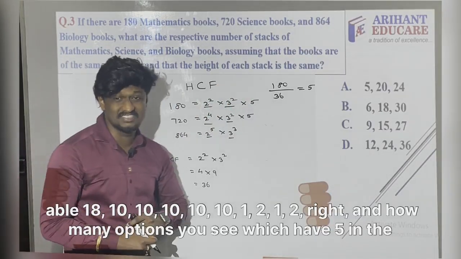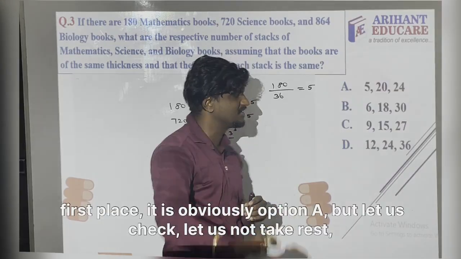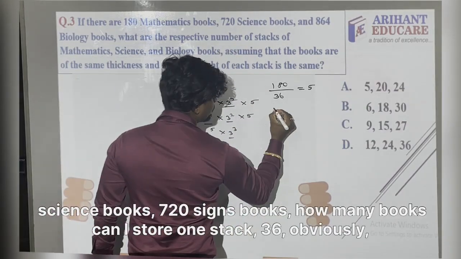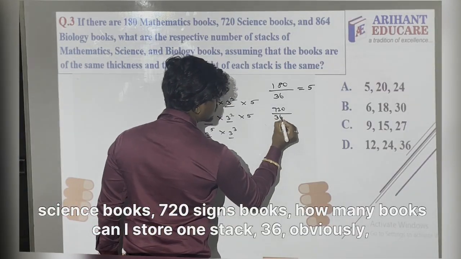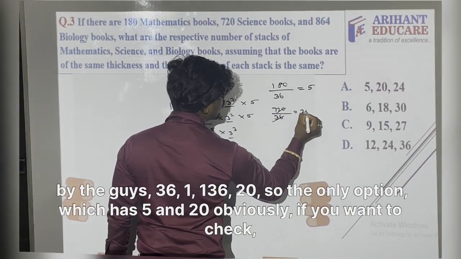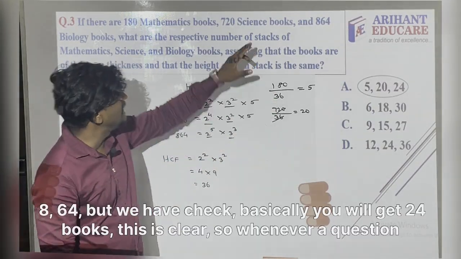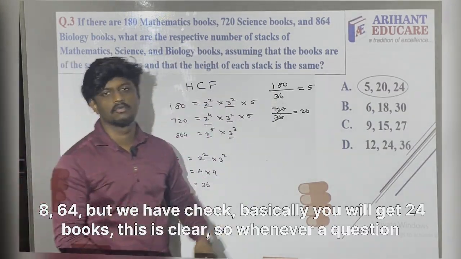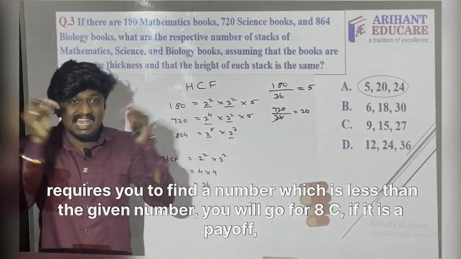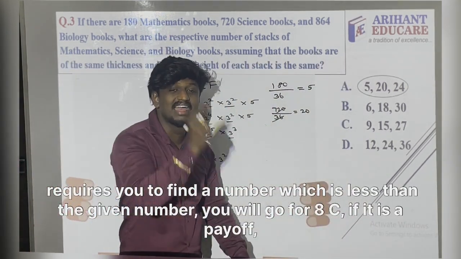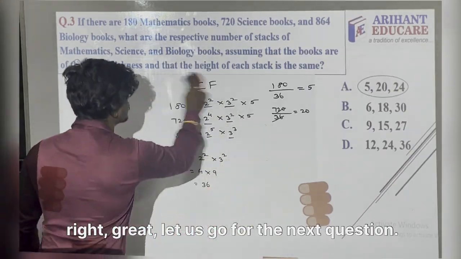And how many options do you see which have 5 in the first place? It's obviously option A, but let's check, let's not take risk. Science books, 720 science books, how many books can I store in one stack? 36, obviously, guys, 36 20s are 720, so the only option which has 5 and 20, obviously. If you want to check, you can check 864 also, you'll get 24 books. Is it clear? So whenever a question requires you to find a number which is less than the given numbers, you will go for HCF. Is it clear? Right? Great. Let's go for the next question.